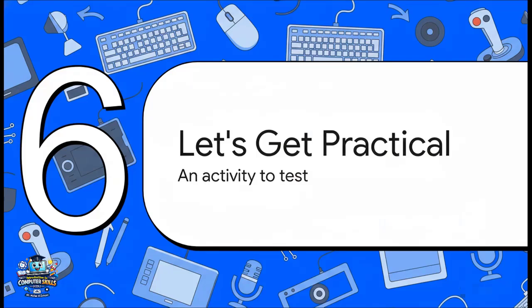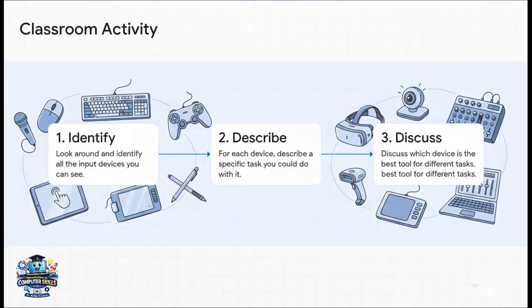Okay, learning all this theory is one thing, but the best way to really make it stick is to put it into practice. So, let's do a quick, simple activity. You can do this right now wherever you are. First, just look around you. How many input devices can you spot? I bet it's more than you first think. Next, for each one you find, think about one specific thing you do with it. And finally, and this is the important part, ask yourself why that device is the best tool for that job. Why is a keyboard better for writing an essay than a mouse? It's a great way to lock in the concepts.